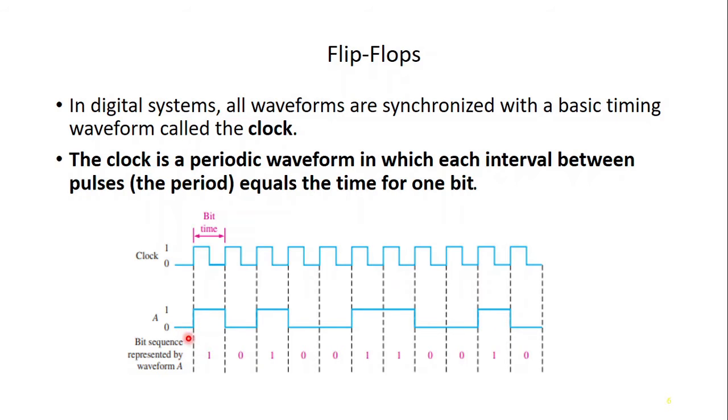Here is a bit sequence 1 0 1 1 0 0 1 1 0 0 1 0, and the waveform for the bit sequence is also shown. Here it represents 0, here it is 1, here it is 0, here it is 1, here 0, here also 0, here 1 1 because the value is high, here it is 0 0, here 1 again 0.